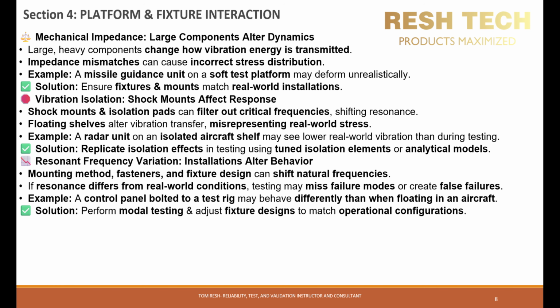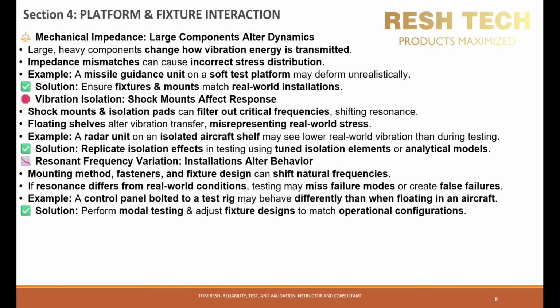The shaker or test fixture may not behave as expected when a test article's mass and stiffness do not match the intended design. If impedance mismatches occur, the system might attenuate or amplify certain frequency ranges, leading to incorrect stress distribution in the test item. An example of this is a missile guidance unit mounted on a test platform which is much softer than the actual aircraft fuselage, which may experience unrealistic deformations, invalidating the test results.